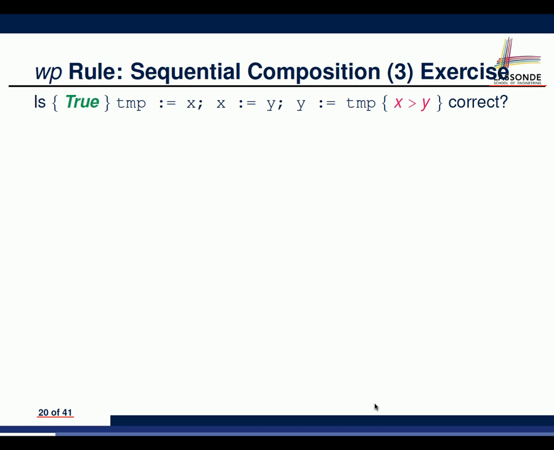Can you at least see what it is doing? Swapping, right? So now I have a challenge for you. Let's say the post condition is we want to say x is larger than y after the swap. Now, the implementation over here is a very standard way of doing the swap.